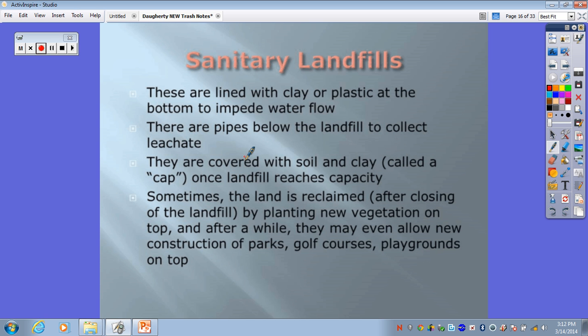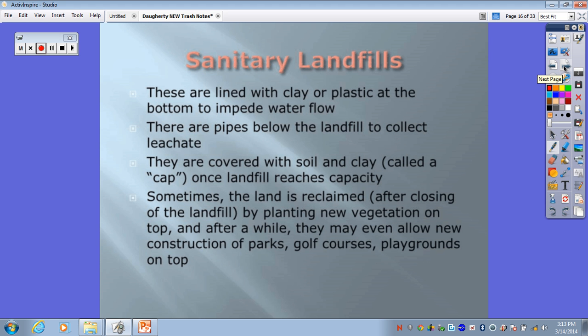When we are finished collecting in a landfill, we're going to cover it with soil and clay, which is called a cap, once that landfill reaches capacity. And then sometimes, even after the landfill is finished collecting and we've capped it, the land can be reclaimed. We can plant new vegetation on top, and after a while they may even allow construction of things like parks, golf courses, and playgrounds on top of it.